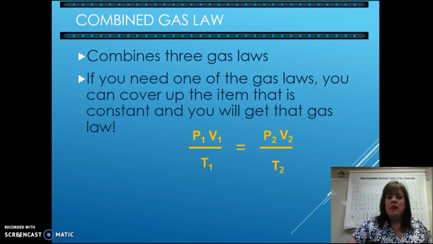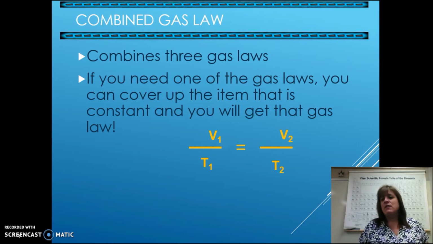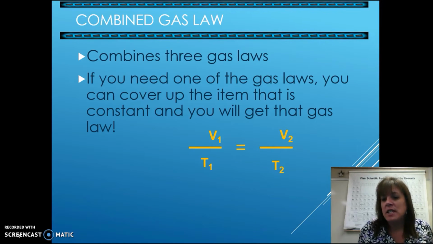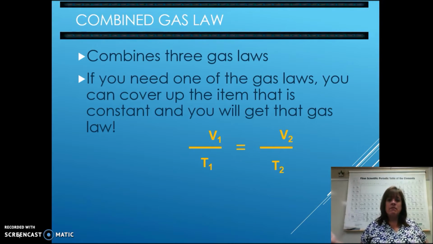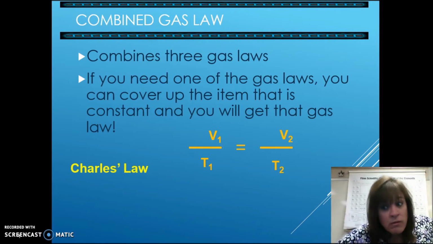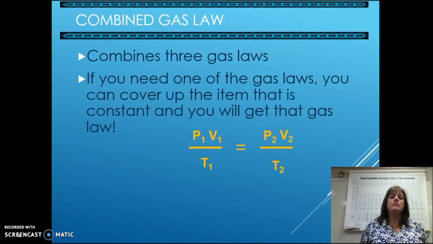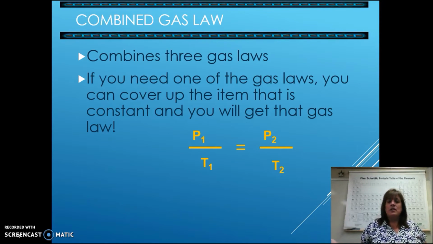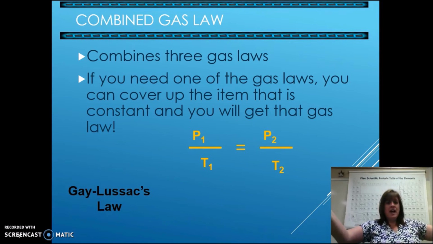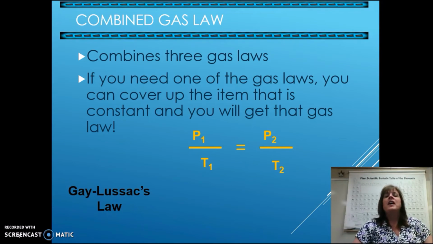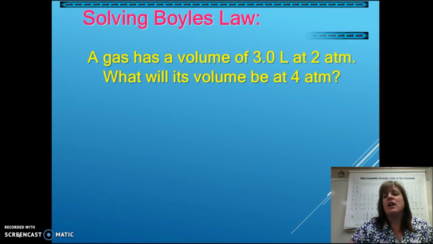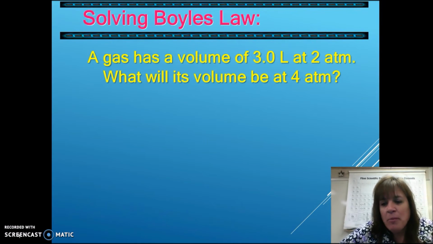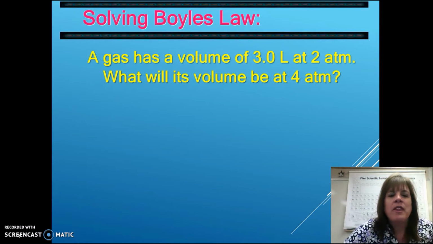What if pressure is constant? Then I have V1 over T1 is equal to V2 over T2. Whose law is that? If you said Charles, you are correct. What if volume's constant? Then I have P1 over T1 equals P2 over T2. Whose law is that? Gay-Lussac! Woo! So the combined gas law is a way for us to solve all the problems. We just ignore the variable that is constant.